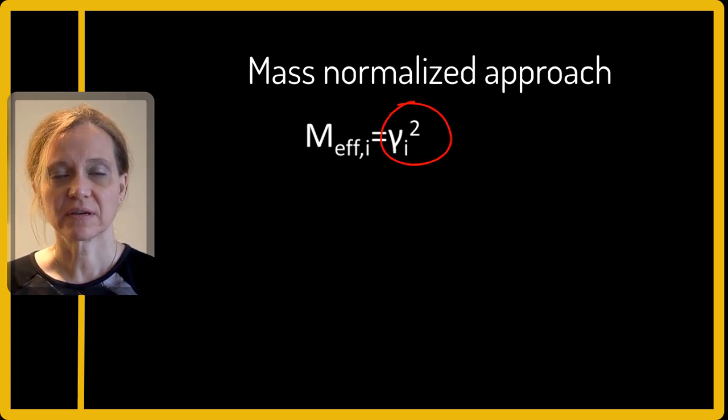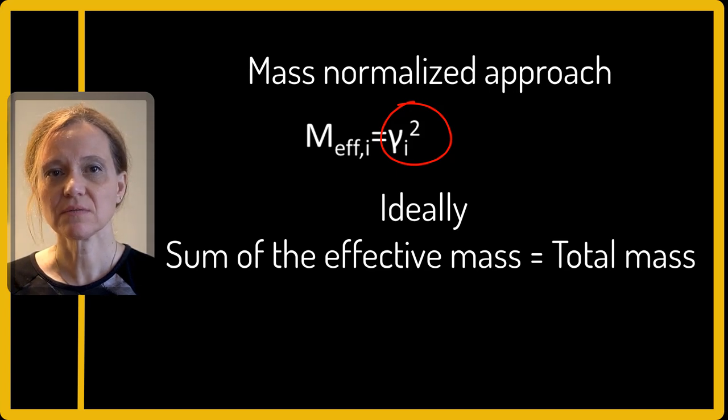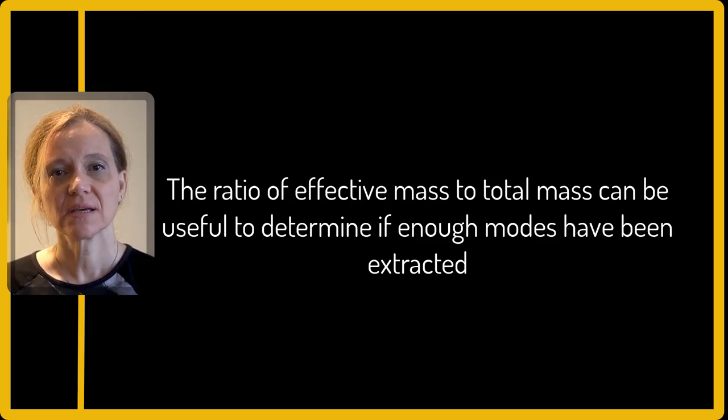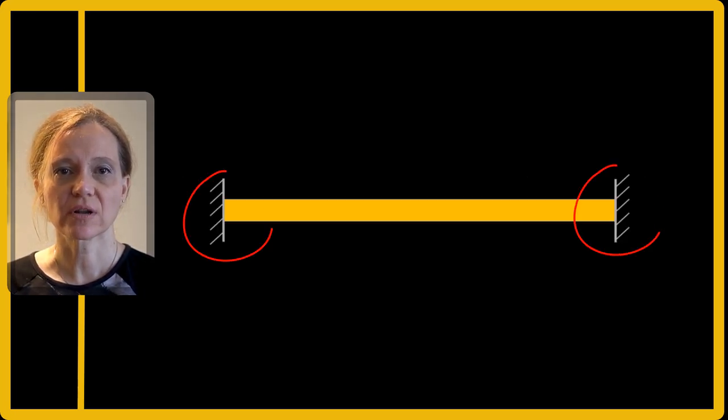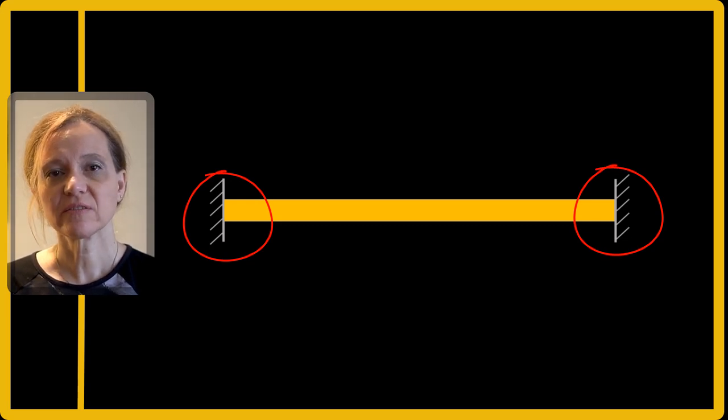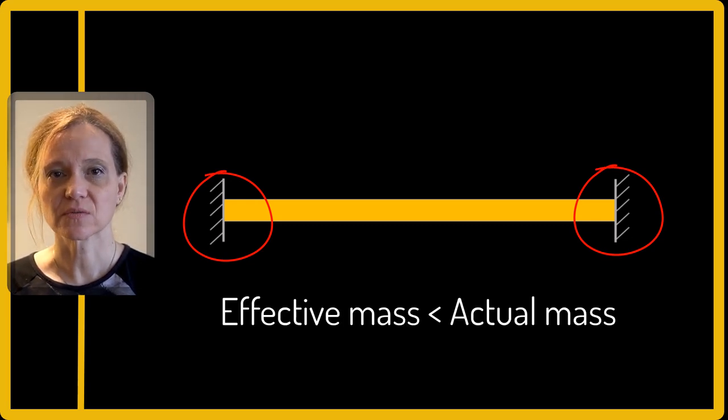Ideally, the sum of the effective masses in each direction should equal the total mass of the structure, but that will depend on the number of modes extracted and how the structure is constrained. The ratio of effective mass to total mass can be useful for determining whether or not a sufficient number of modes have been extracted. The material near the supports is generally less likely to move, so effective mass will be smaller than actual mass of a structure based on how much material is located near fixed supports.